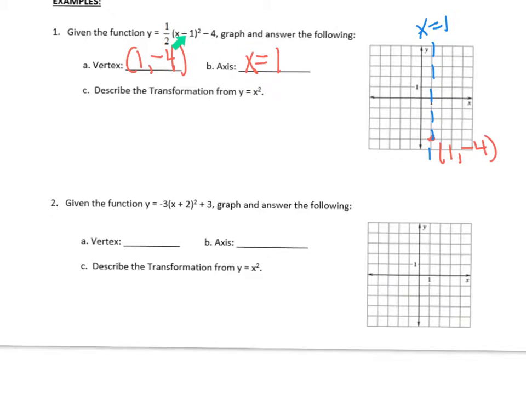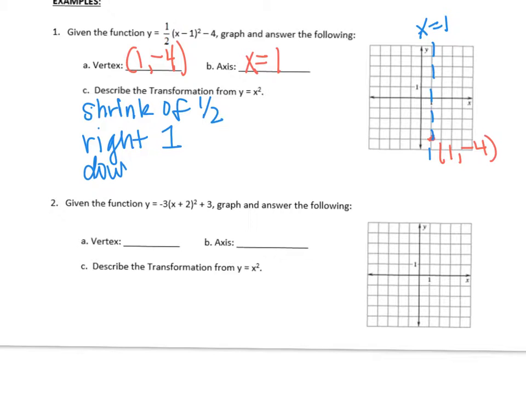Opposite of a minus would be a positive. So right 1 and -4 tells me down 4. So I have a shrink of 1/2. I've got right 1 and then down 4. I'm going to make my table right now while I'm thinking about it. And in the middle of my table has to go my vertex.